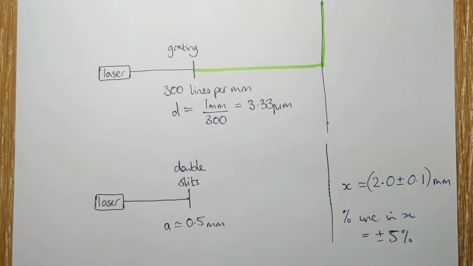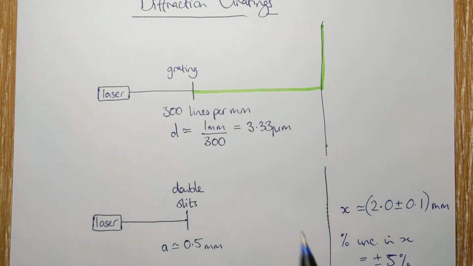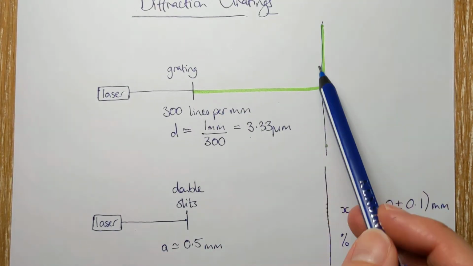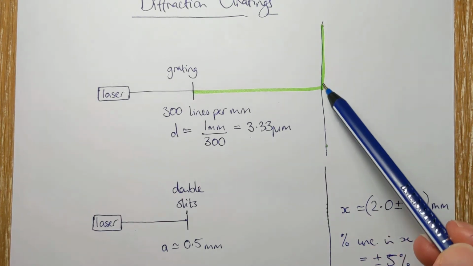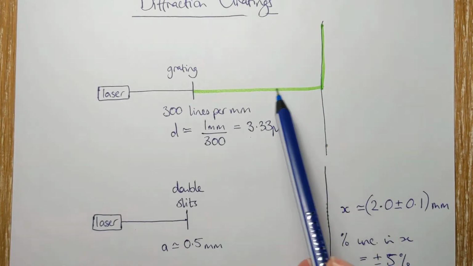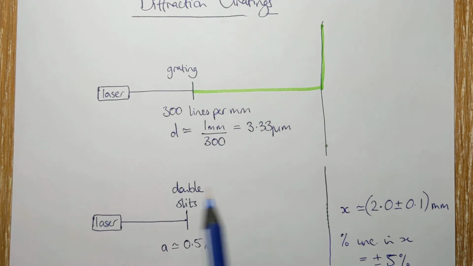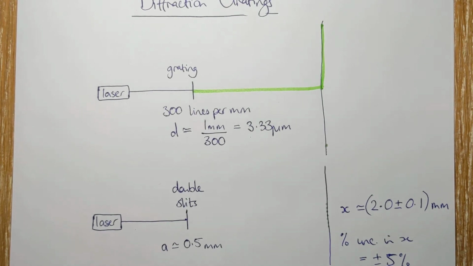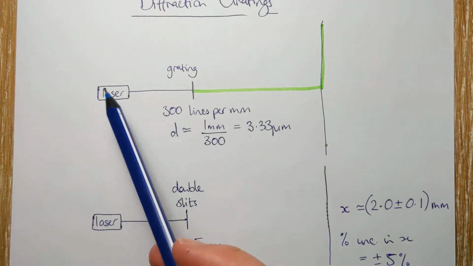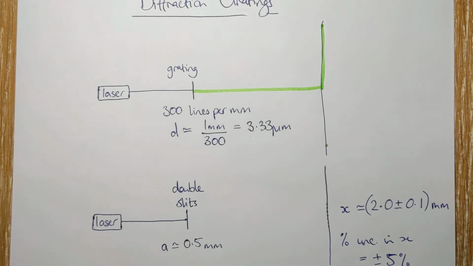In the diffraction grating practical, on the other hand, the distances you're measuring are very large, so typically at least 1 metre there and probably 2, maybe more metres here, and so the percentage uncertainty for these measurements and then your final measurement for the wavelength are going to be much lower.